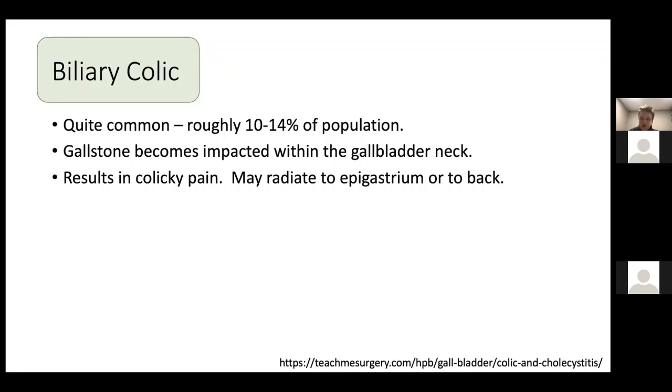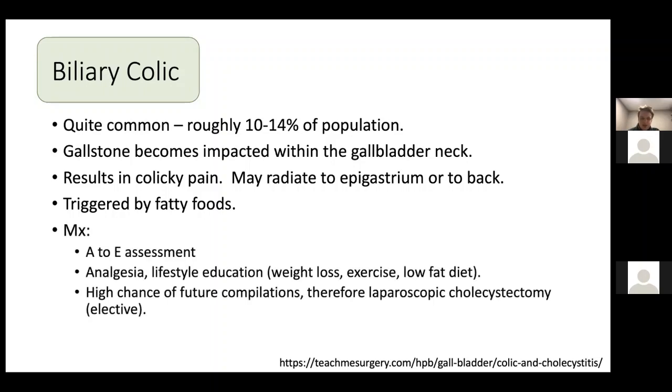Typically right upper quadrant, it can radiate to the back. So that's something to remember. And it's typically triggered by fatty foods. So if a patient presents after they've eaten dinner and they complain of this sort of pain, they might have had it in the past, but never gone to a doctor about it. So it's always good to ask the history.